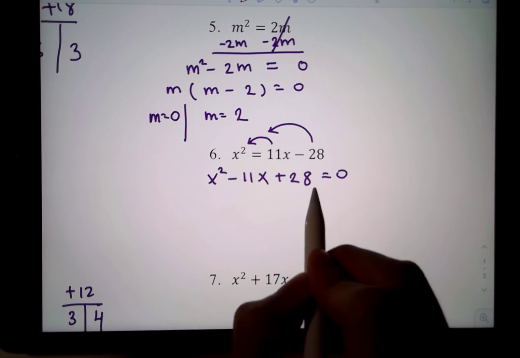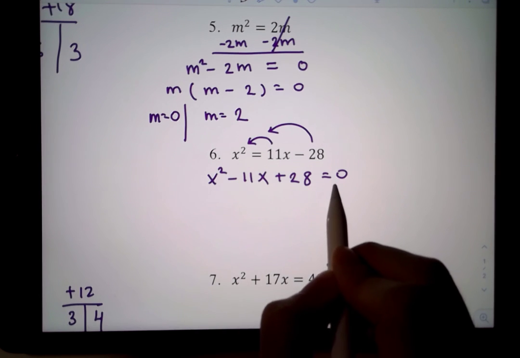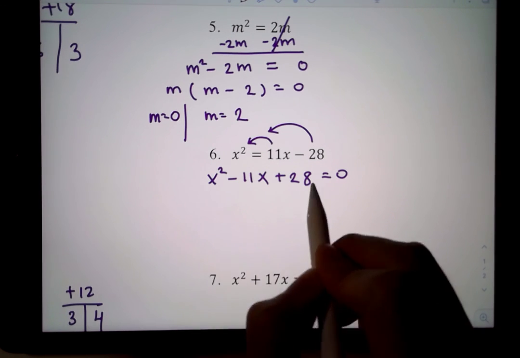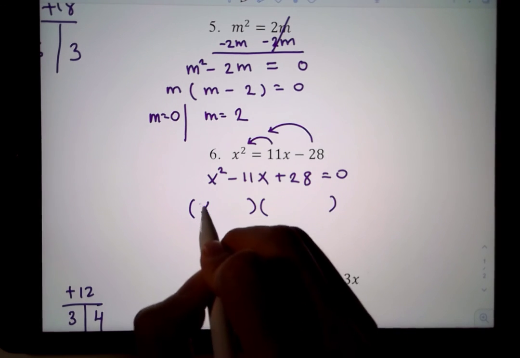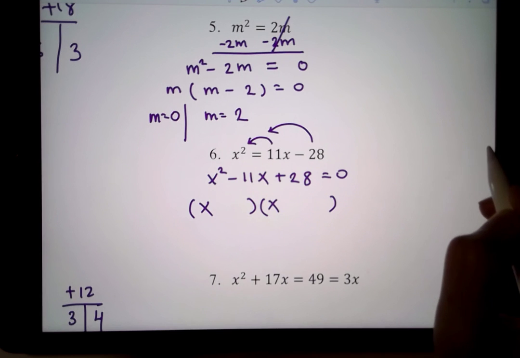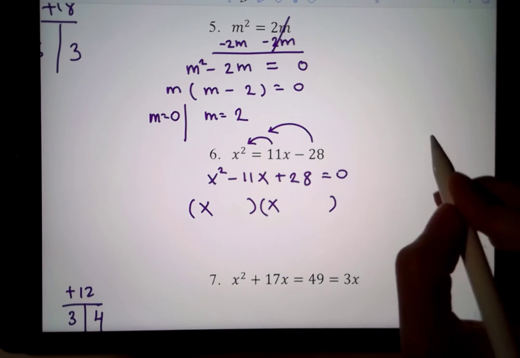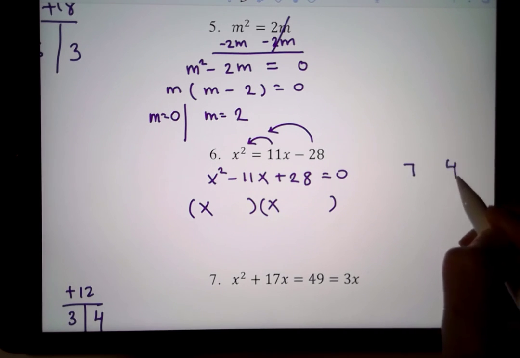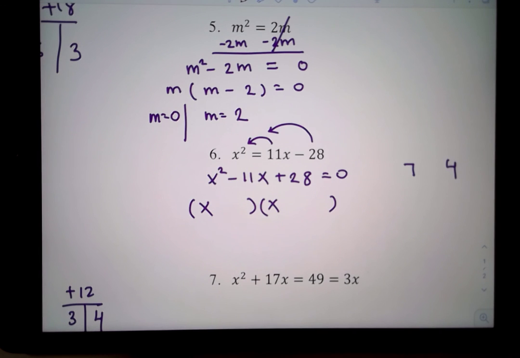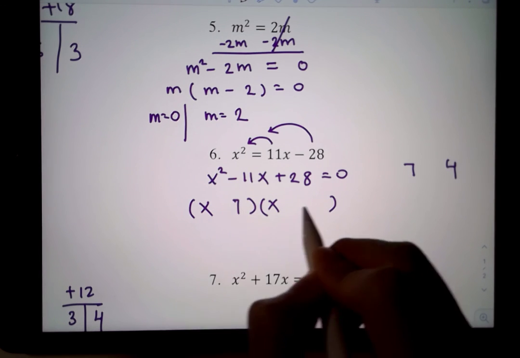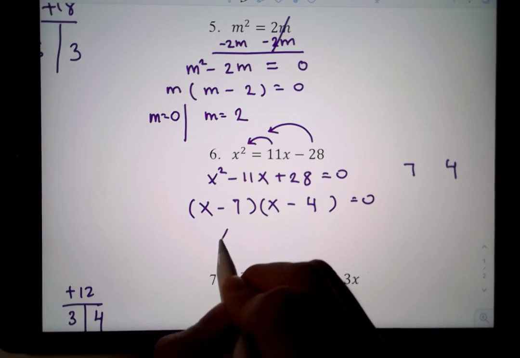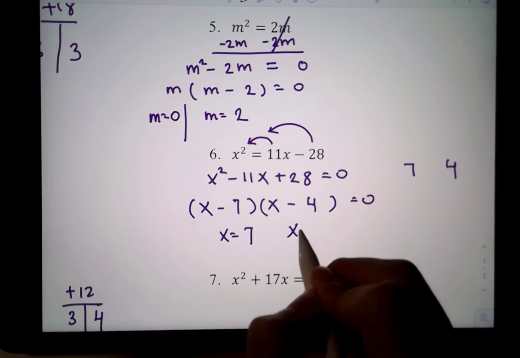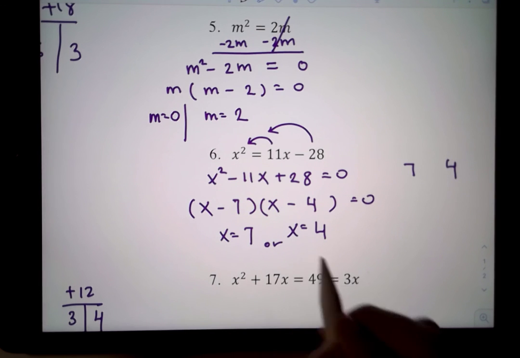And what? We need to find the solutions, right? So let's factor. 28 and 11. 28. 4 and 7, right? 7 and 4 makes 11. So 7, 4, minus, right? So x equals 7, x equals 4, like that.